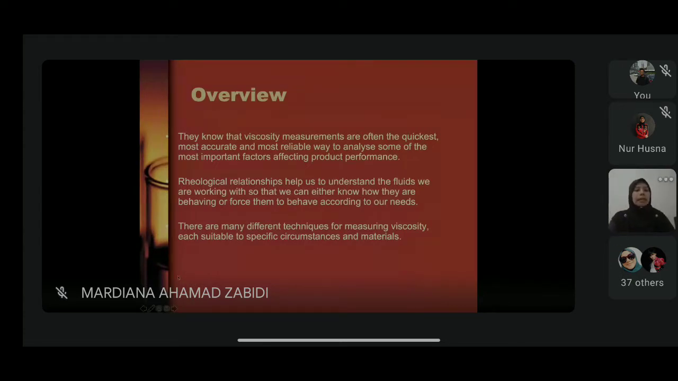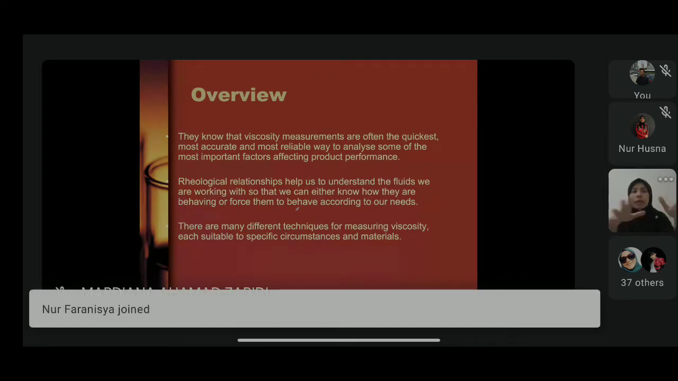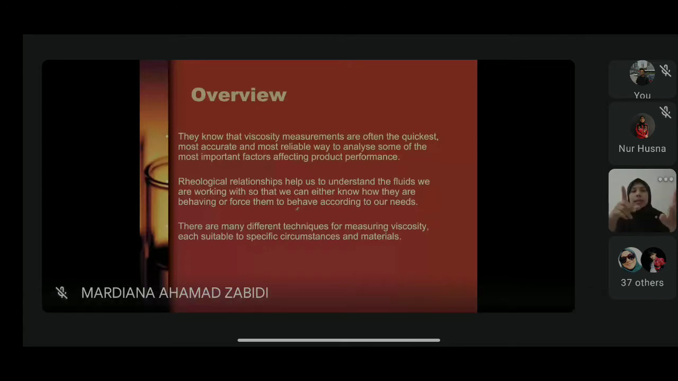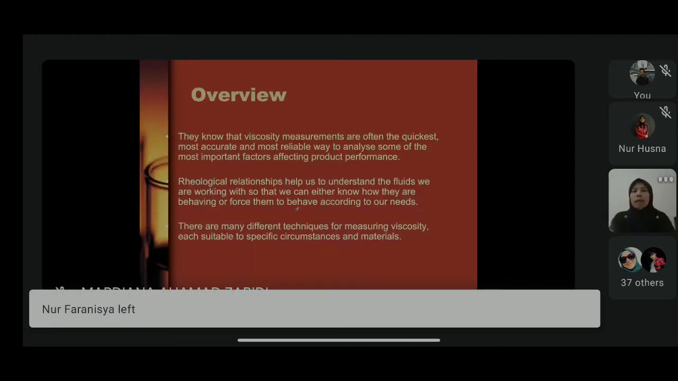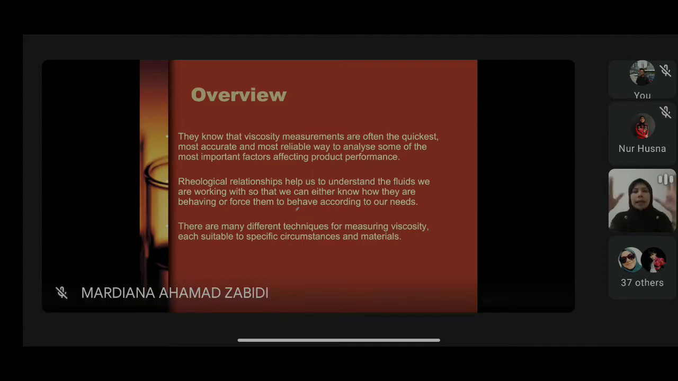Okay, and then we have this rheology relationship. A rheological relationship helps us to understand the fluid we are working with, so that we can know whether they are behaving, or are forced to behave, according to our needs. Okay, rheology, as I mentioned earlier, is about fluid flow properties. For rheology, we call the instrument a rheometer. A viscometer measures the viscosity of the liquid.